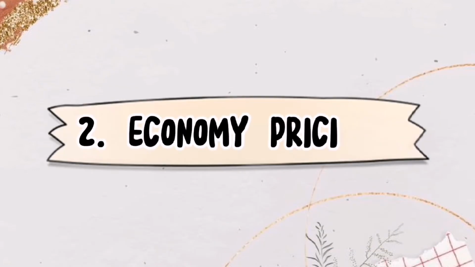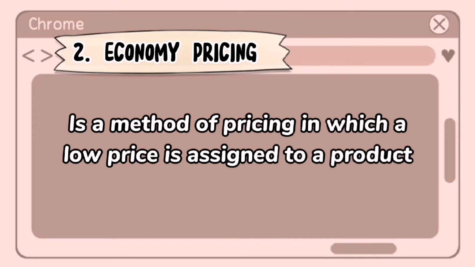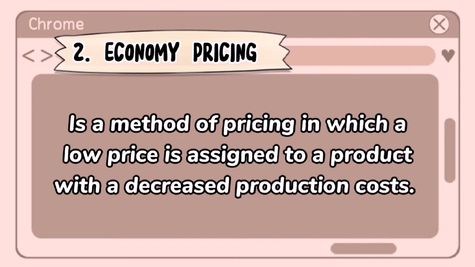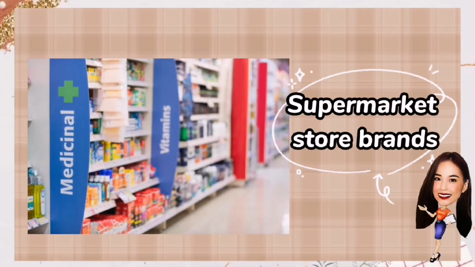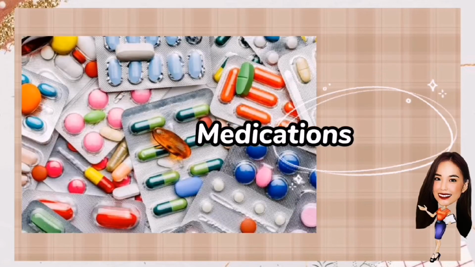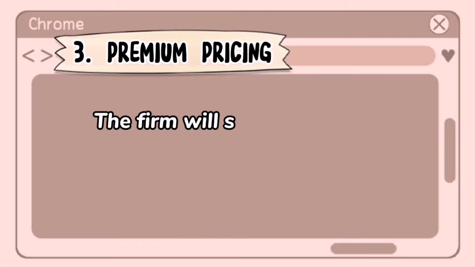Number 2. Economy pricing is a method of pricing in which a low price is assigned to a product with decreased production costs. The examples are supermarket store brands and generic drugs and medications. Number 3. Premium pricing. The firm will set a high price.